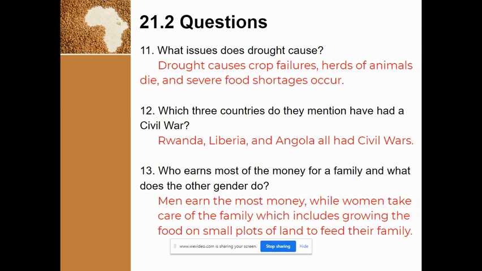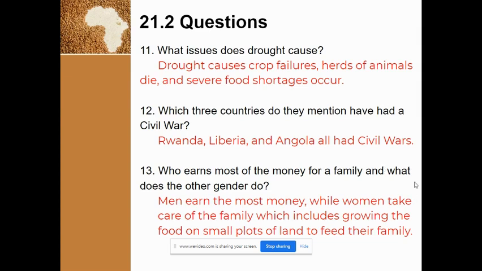Number 12, which 3 countries did they mention have had a civil war? Rwanda, Liberia, and Angola have all had civil wars. So keep in mind that the United States is not the only country that has had a civil war. Number 13, who earns the most of the money for a family, and what does the other gender do? Men earn most of the money while women take care of the family, which includes growing the food on small plots of land to feed their family.